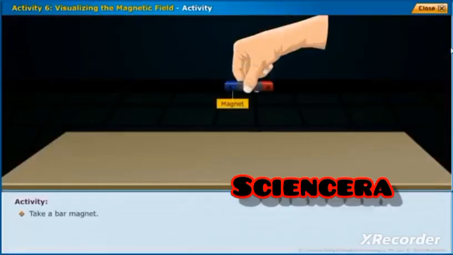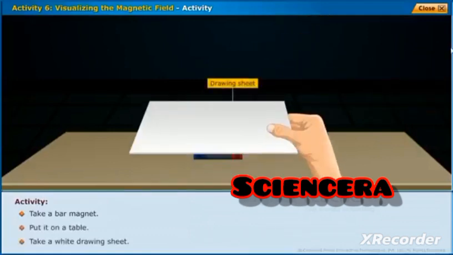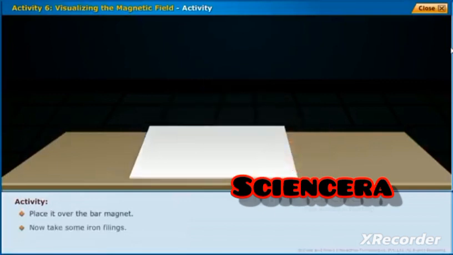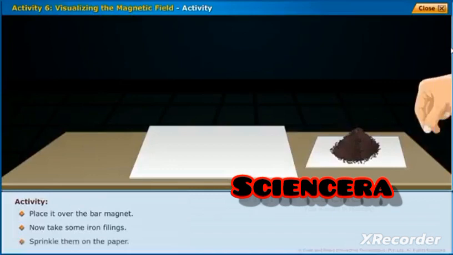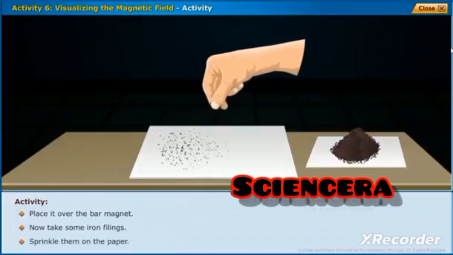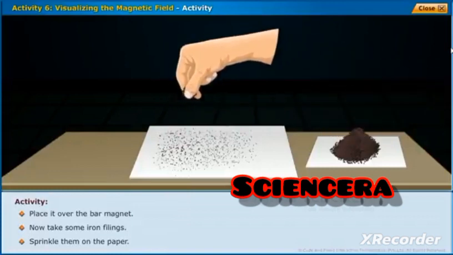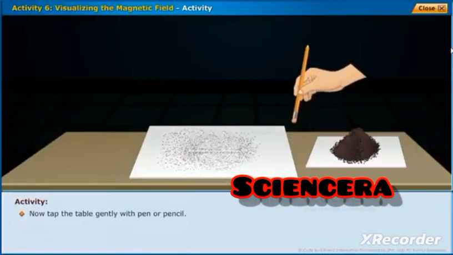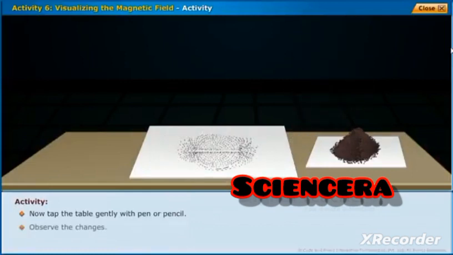Take a bar magnet. Put it on a table. Take a white drawing sheet. Place it over the bar magnet. Now take some iron filings. Sprinkle them on the paper. Now tap the table gently with pen or pencil. Observe the changes.